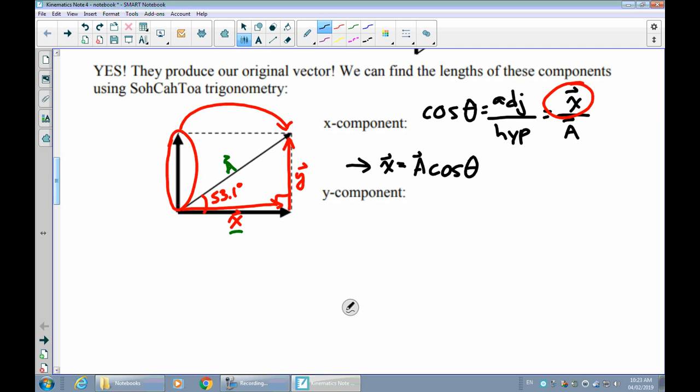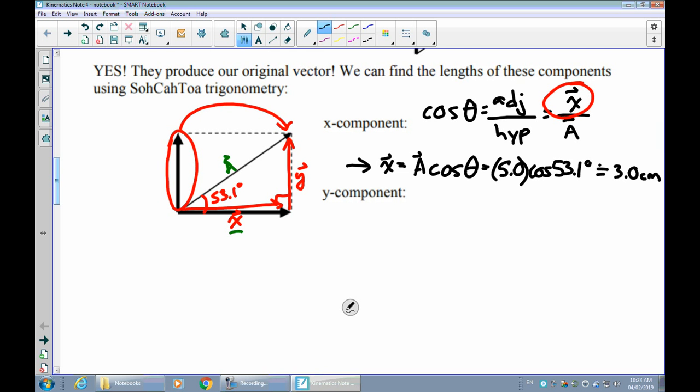So if I want to plug in some specific numbers in our question, remember the length of vector a was 5.0 centimeters times the cos of 53.1 degrees. And when I do all that, it gives me approximately 3 centimeters. So the x component would be a vector that goes straight along the x-axis from left to right and is exactly 3 centimeters long. And now let's try and use some trig to find the y component.